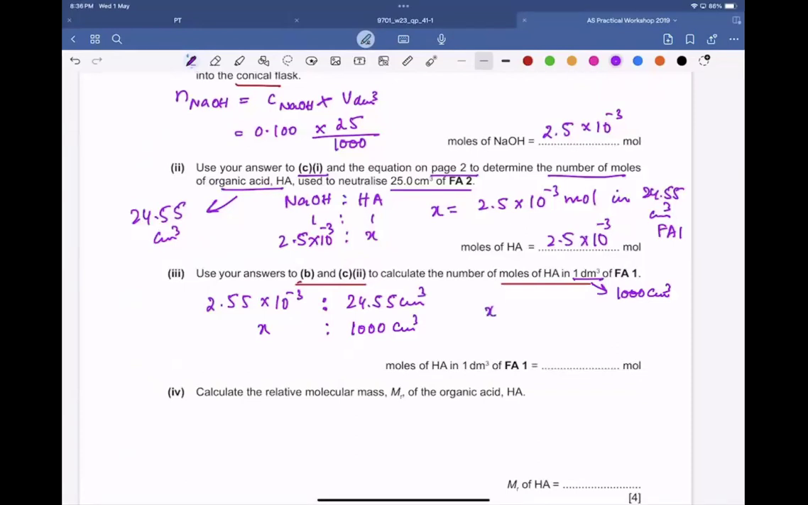Can anyone calculate the value of X and tell me the answer, please? That X is equal to 2.5 exponent minus 3 multiplied by 1000 divided by 24.55. So we got the moles, it's 0.103. So these are the moles in how much volume? Yes, these are the moles of HA in how much volume? In 1 dm cube, right? So isn't it, if I write it, 0.103 mole per dm cube? Can I write it like this?